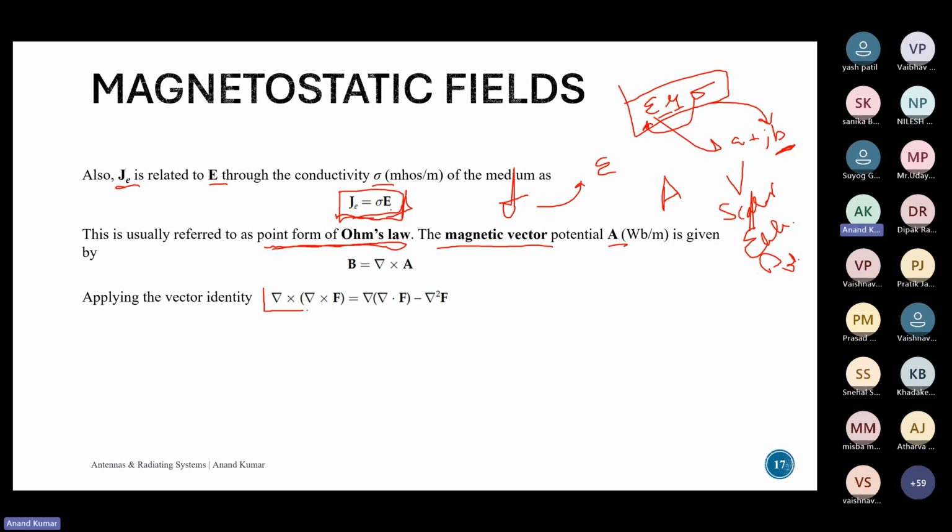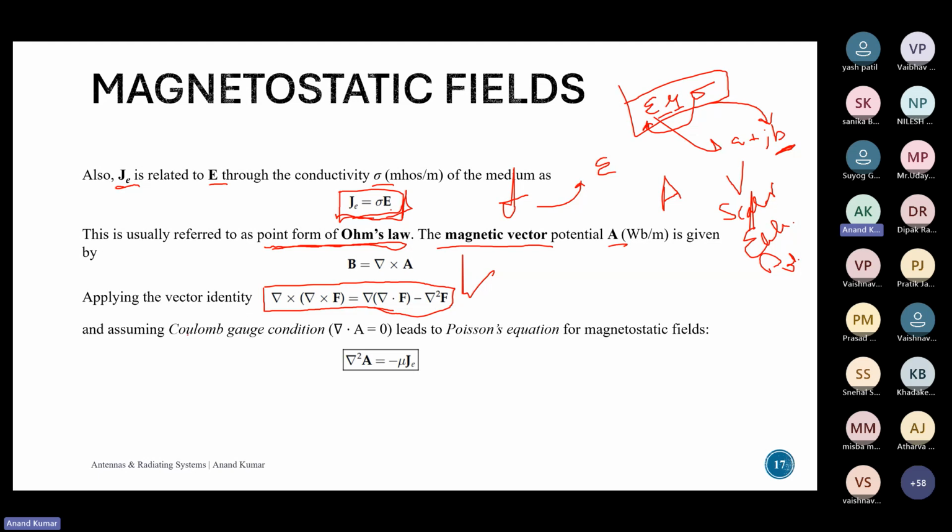And this is by applying this identity. This identity is basically a mathematician's job. Math people have given this to us, so we don't have to worry, we'll just use it. The vector identity says that if you take the curl of the curl of a vector, you get the gradient of the divergence of the same vector minus the del squared, the Laplacian, of the same vector. Okay, so by using this identity, and there is an assumption given to us by scientists, so we won't worry about this. It is called the Coulomb gauge condition: the divergence of A is zero. This is known to us, so we won't worry.